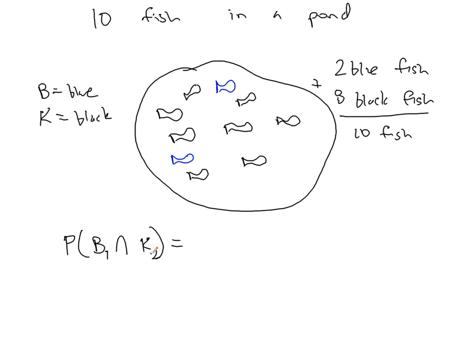Well, in this case we can't simply say that this is equal to 2 out of 10 times 8 out of 10, because the fact that we catch a black fish on the second try is conditional upon what happened the first time around. So in fact, we cannot just do the probability of the first fish being blue times the probability of the second fish being black, because they're dependent on one another.